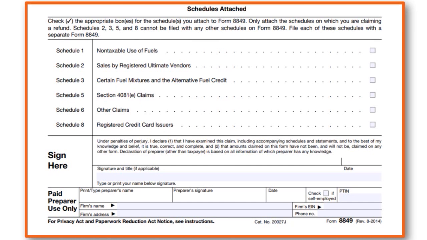Again, if you have questions about those schedules, let us know in the comment section, and one of our team members will get back to you. And then you have Schedule 6, other claims, and Schedule 8, registered credit card issuers. So again, we are speaking about excise taxes. Several industries relate to this particular legislation, if you will.